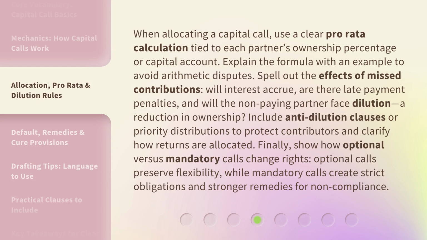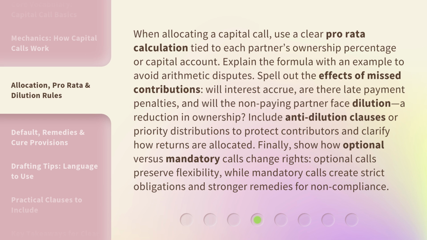When allocating a capital call, use a clear pro rata calculation tied to each partner's ownership percentage or capital account. Explain the formula with an example to avoid arithmetic disputes. Spell out the effects of missed contributions. Will interest accrue? Are there late payment penalties? And will the non-paying partner face dilution, a reduction in ownership?